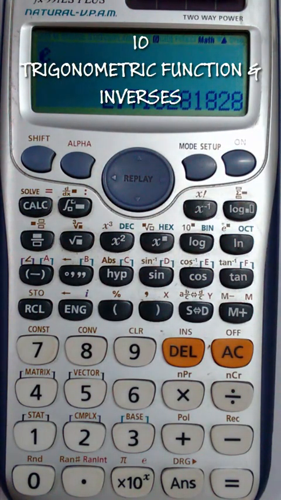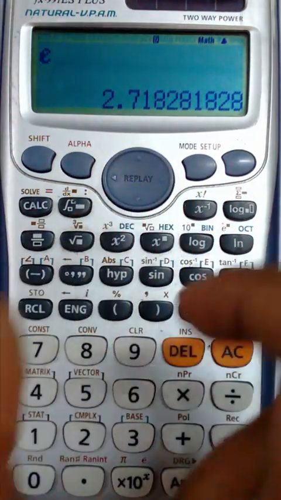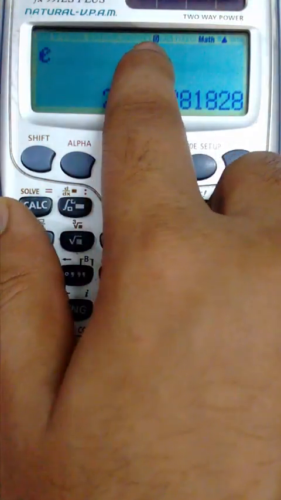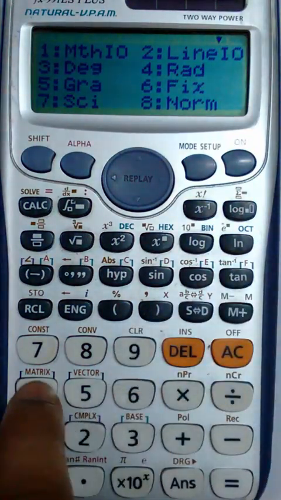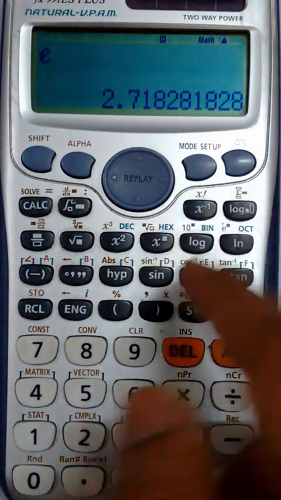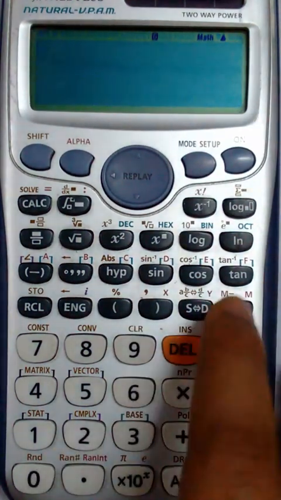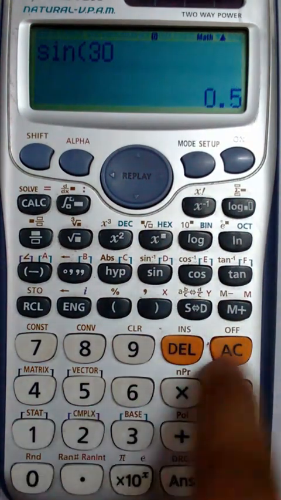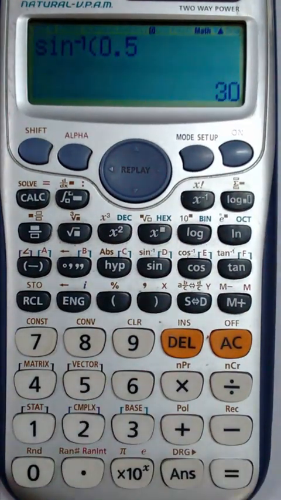Next technique is for the trigonometric functions and their inverse relationships. Be careful regarding calculation of degrees and radians. Here I have used D, meaning degree mode. If I want to change it into radian, then I have to use this option. Again I am selecting degree. Sine of 30 is nothing but 0.5. If I want to calculate the inverse of sine 0.5, I get 30.